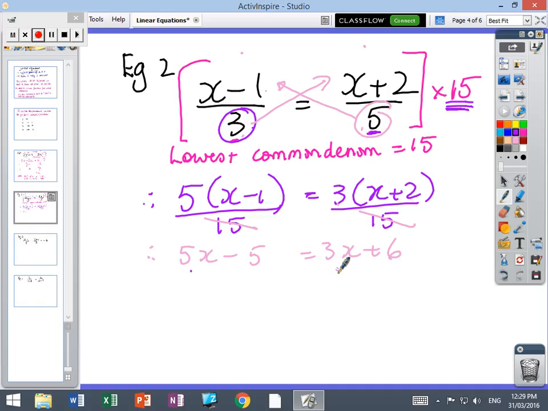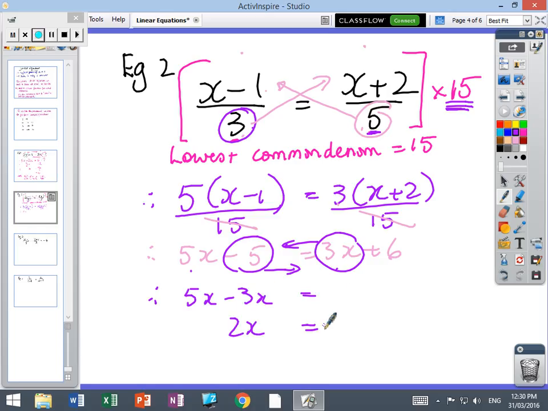So 5x and 3x is smaller, so 3x can move, and then 5 has to go the opposite way. And again, you don't have to show every step. You can do the step in your head, 5x minus 3x. You can do that in your head. And 6 plus 5, you can do that in your head. And so x is 11 on 2.